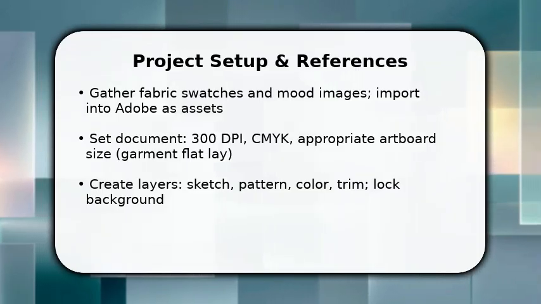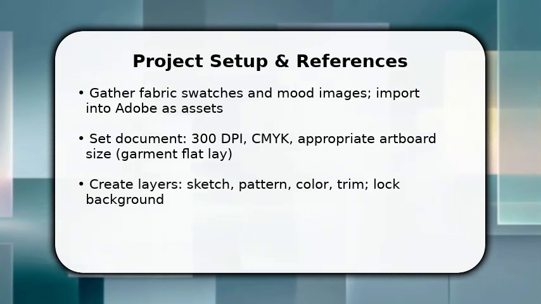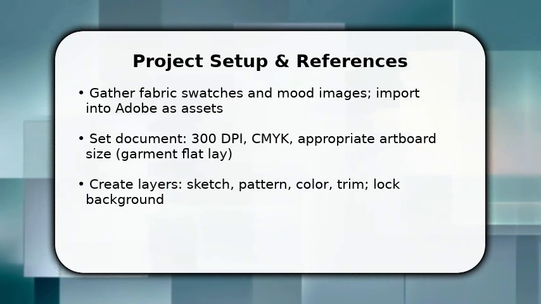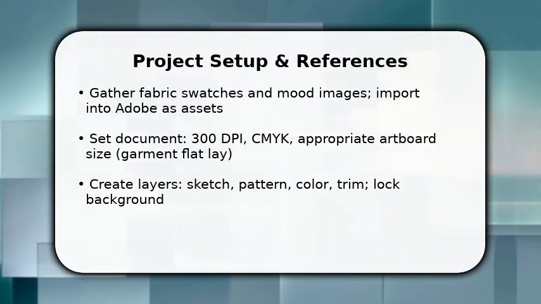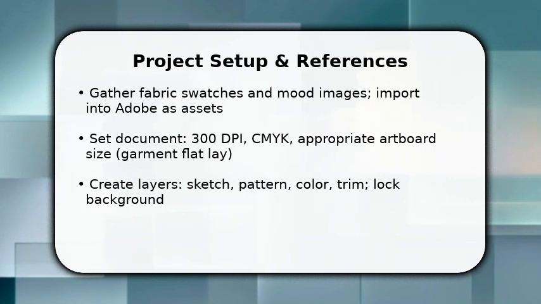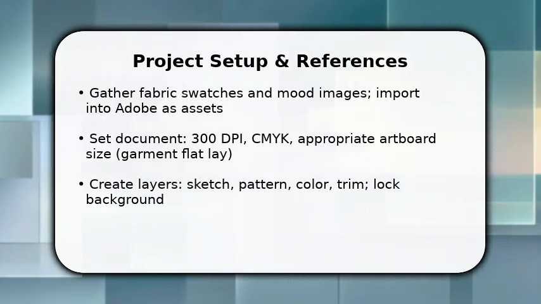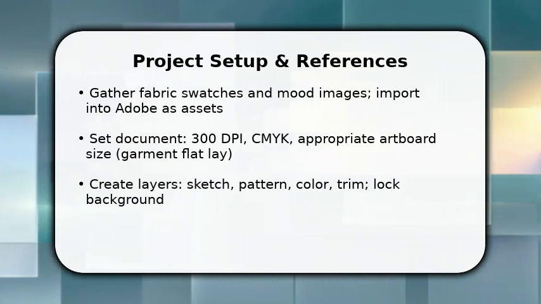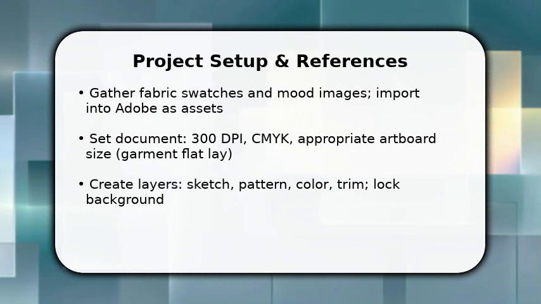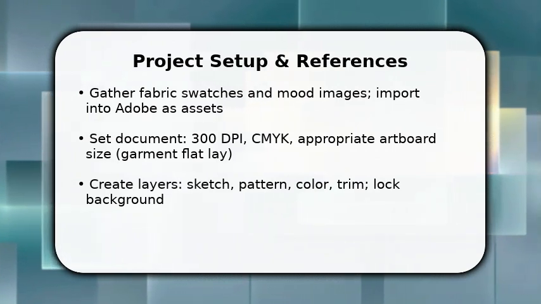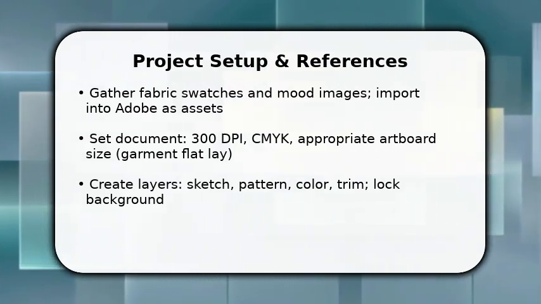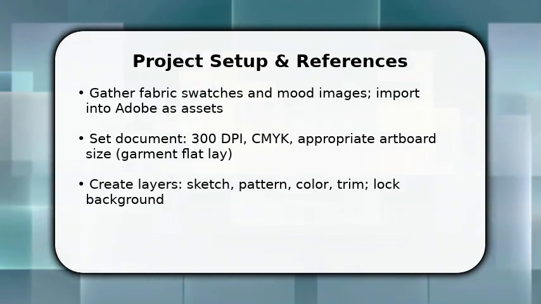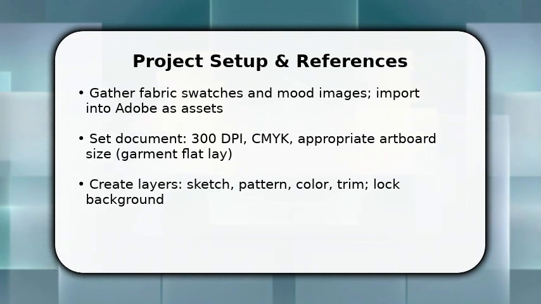You start by preparing references and a workspace so design choices stay consistent. Open Adobe Illustrator or Photoshop, import mood images and fabric scans, and set the artboard to garment dimensions at 300 dpi in CMYK for print-ready color. Once done, create and name layers for sketching, pattern work, color fills, and trims, and lock the background layer to avoid accidental edits. This organization speeds iteration and keeps technical files clean for production or pattern export.